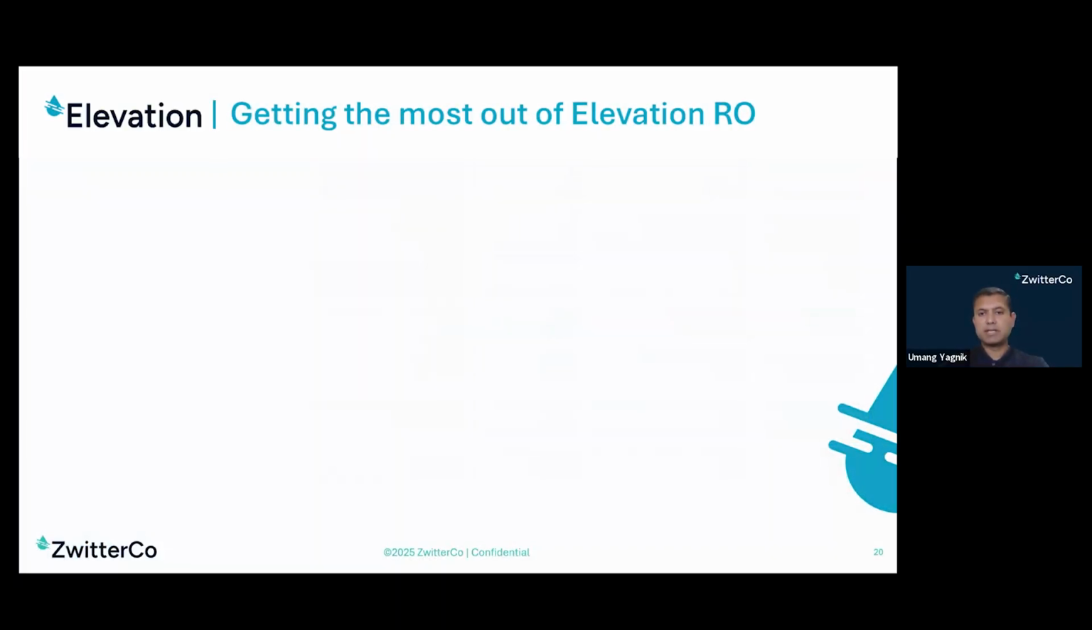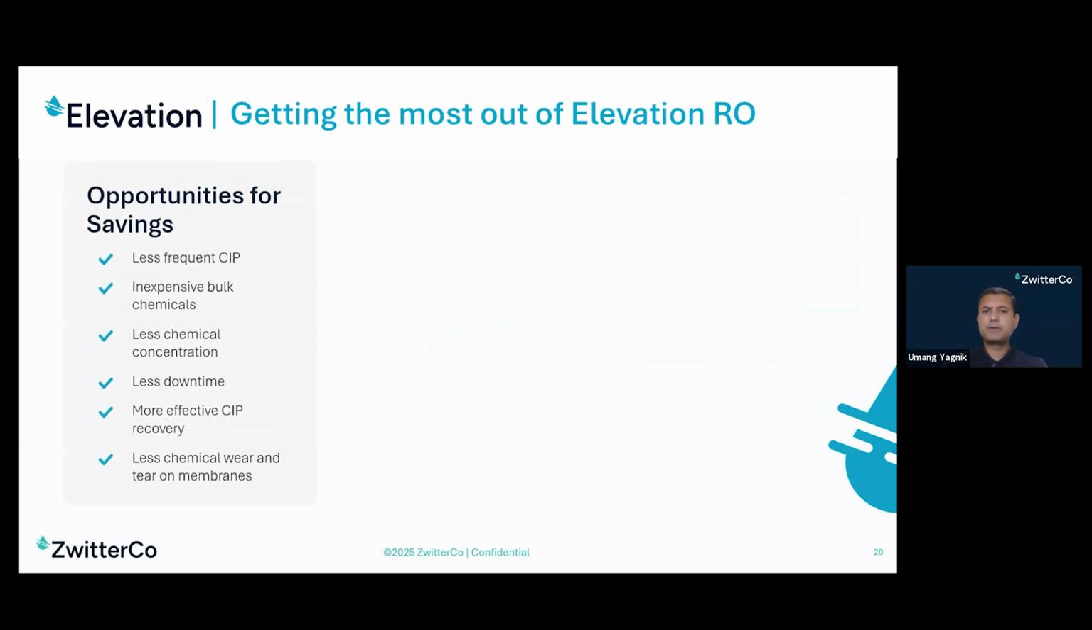Let us go through the OpEx savings we can aim for with the use of elevation RO. There are different ways customers can realize value from elevation RO. This could include reduced CIP frequency and, as a result, also reduction in chemical use, reduced downtime, and potentially even reduced chemical exposure to the membranes, which can extend your membrane life. We've seen commodity chemicals to be quite effective for CIP and in recovering the performance. And we don't need specialty cleaners at all times for elevation RO. Of course, every system may not be able to realize all these benefits, and it is up to the site to determine what's the most important out of all these benefits to their OpEx profile.